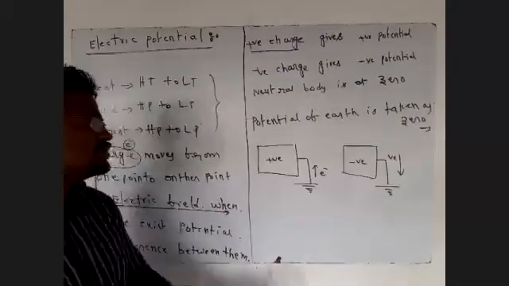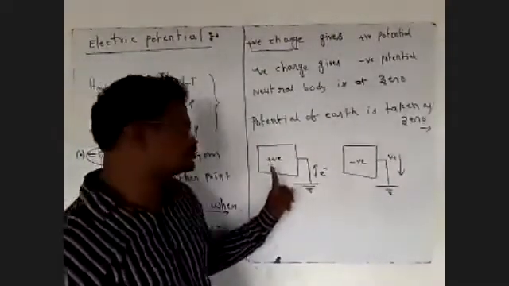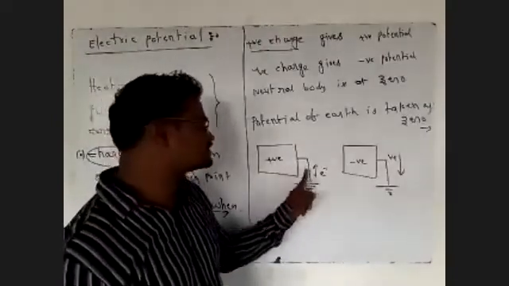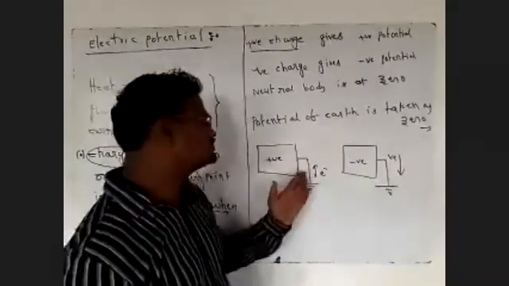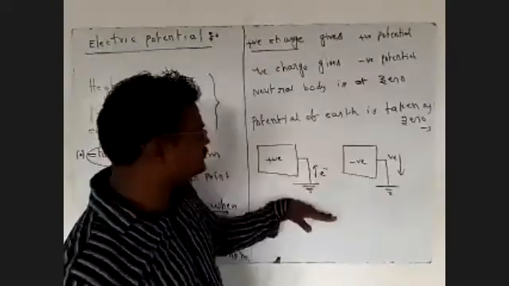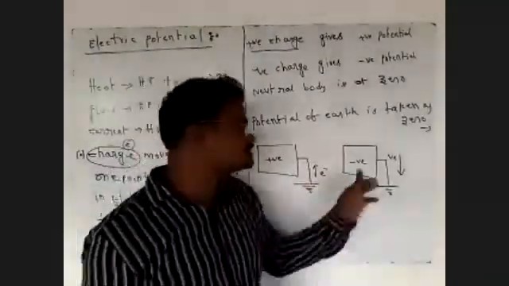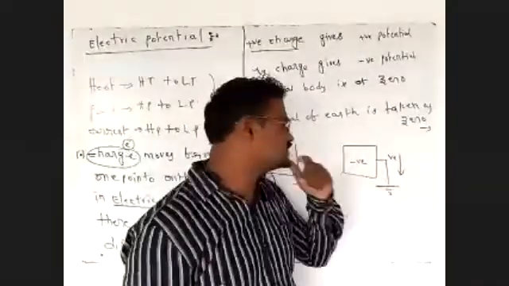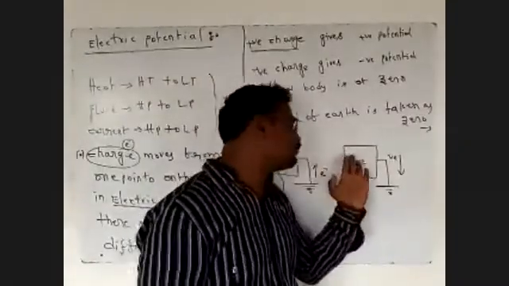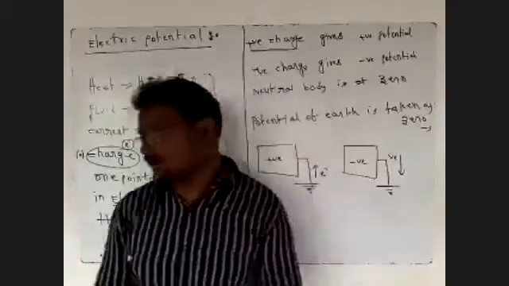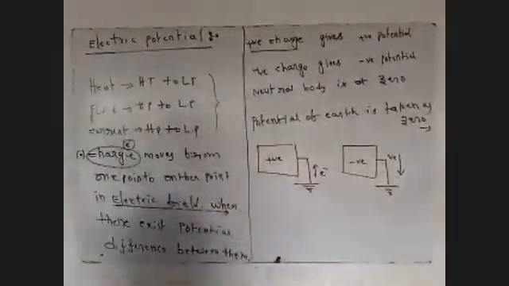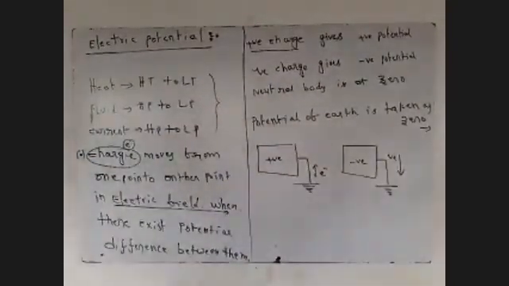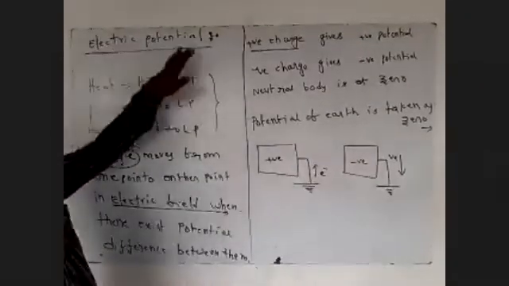So this body is a positive charge body. This body is connected to Earth. Electrons move from earthing to the body. This is a negative charge body connected to earthing, so electrons move from the body to the Earth. This is a very important point.